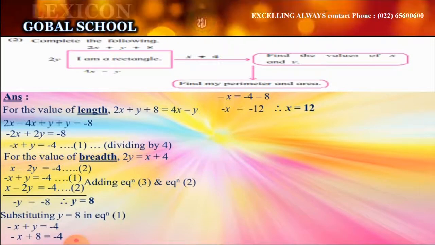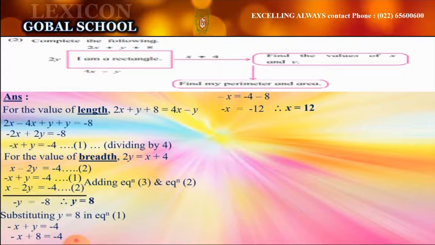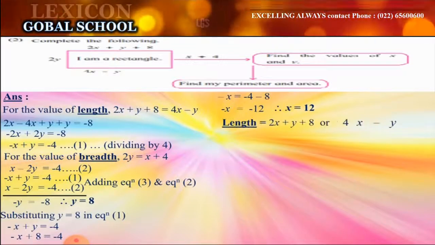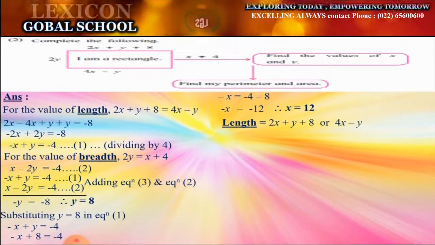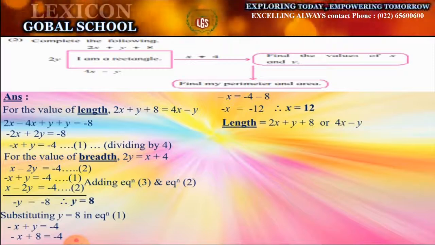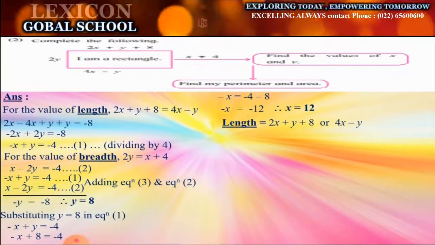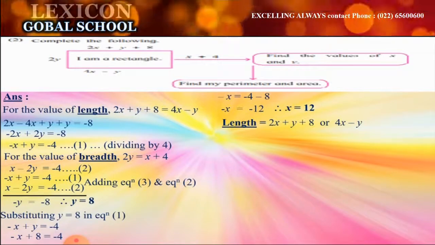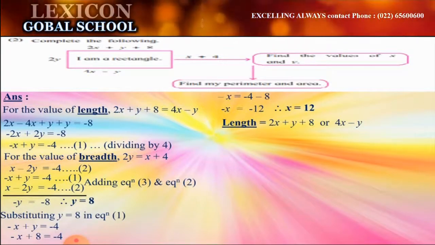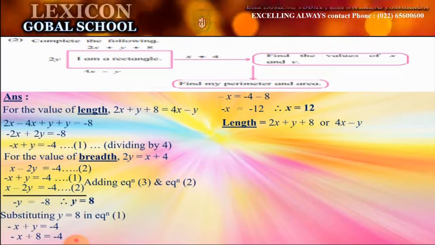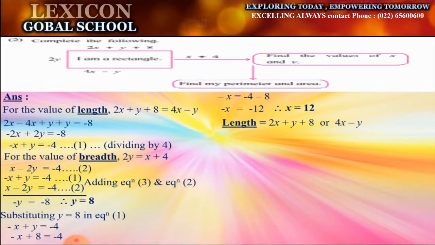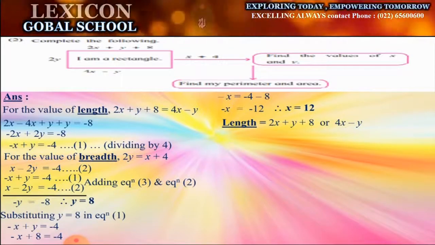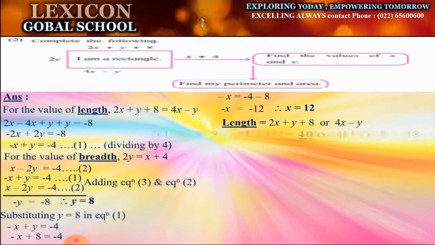But then we have to also find out perimeter and area. Before that we need to find out length. Therefore, in the first sentence, we have written for the value of length. So, length was 2x plus y plus 8 or 4x minus y. You can substitute it in either of the equations. Both the ways you would get the same answer. Let us first check for the first equation.